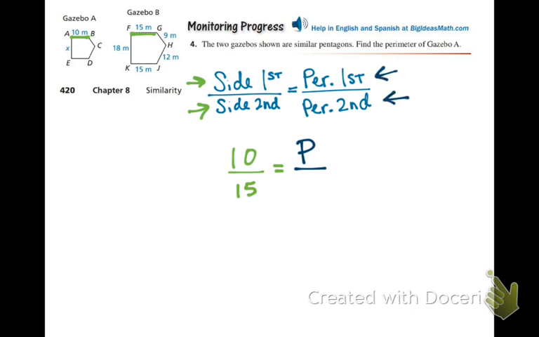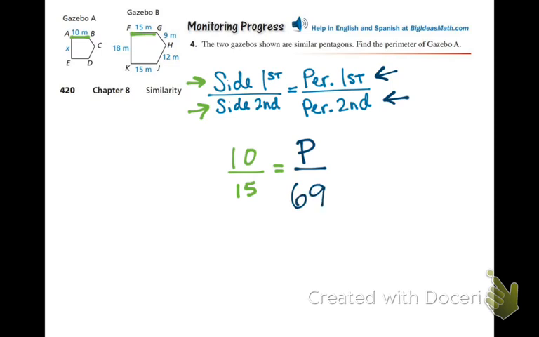Perimeter of the entire second object. Perimeter, you add up all the sides. So 18 and 12 make 30. 15 and 15 make 30. What's 30 plus 30? 60, and then plus 9.